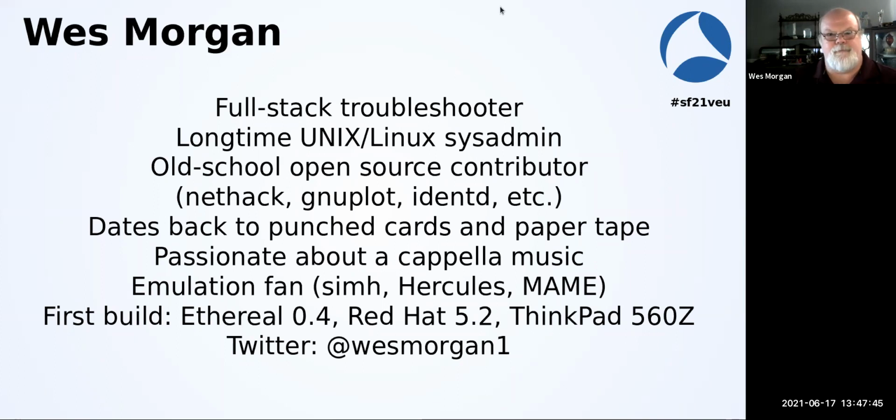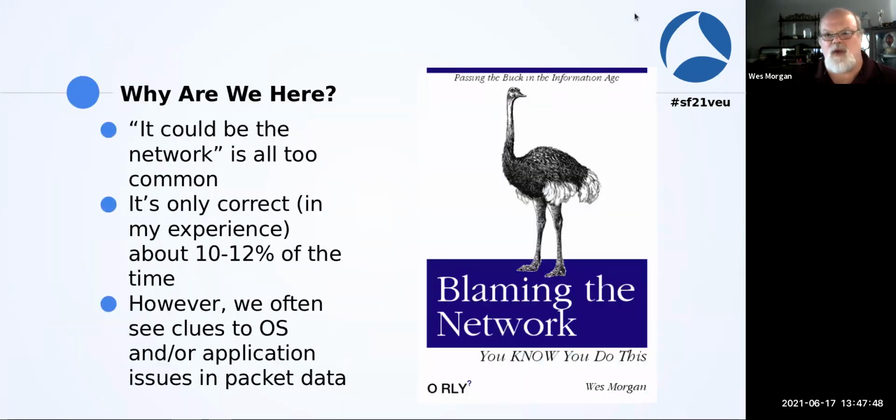Let's jump right in. Why are we here? Well, we're here because whenever application troubleshooting starts, there's almost always someone who says, well, it could be a network problem. Well, in my experience, that's only correct maybe 1 out of every 8 or 10 times over all the years that these things have landed on my desk. That's about how often I do find an issue at the network layer.